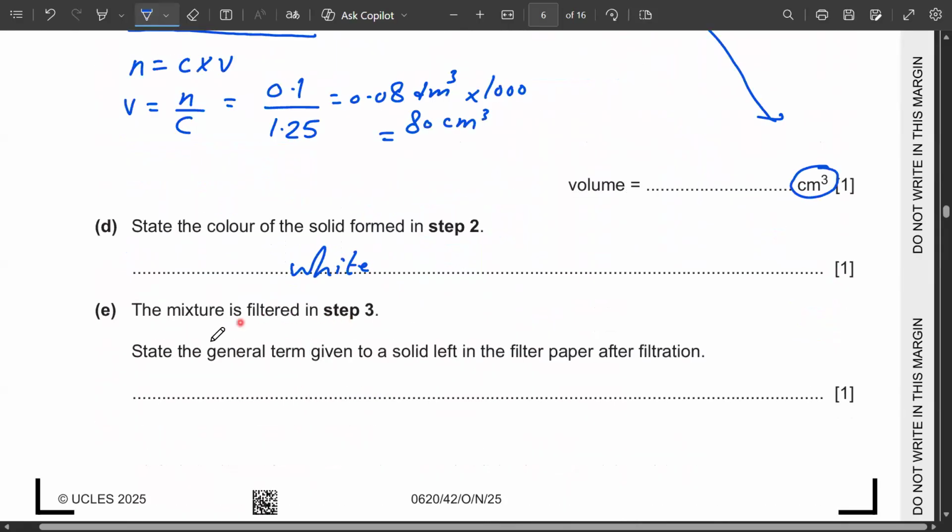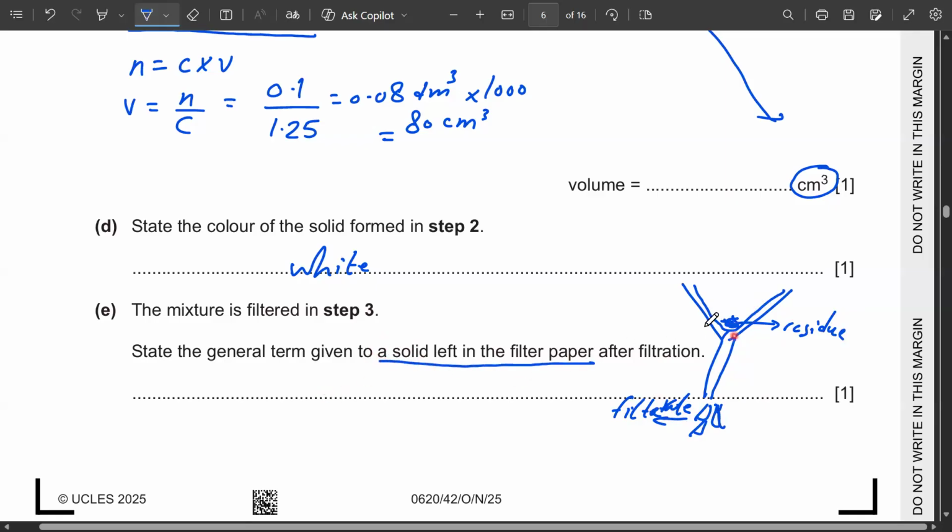The mixture is filtered in step 3. Here is the general term given to the solid left in the filter paper after filtration. So you remember filtration when done in the conical funnel has the filter paper inside. Another thing which is left behind over here is termed as the residue. And that which is collected from the filter paper is called the filtrate. This is the filtrate and this is the residue. So the solid left in the filter paper inside the funnel is the residue.